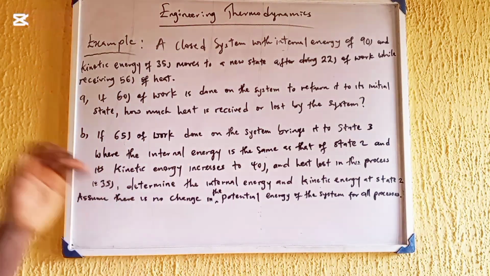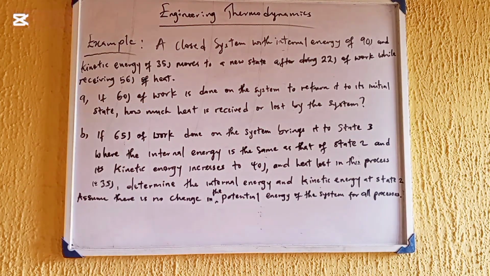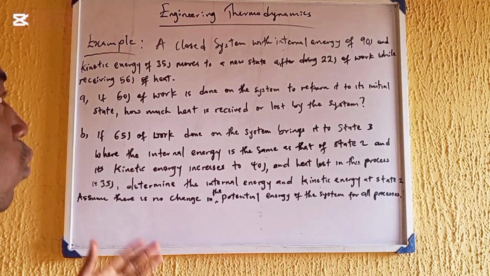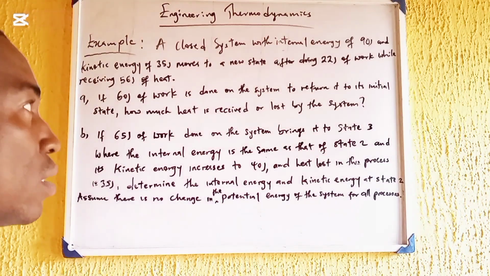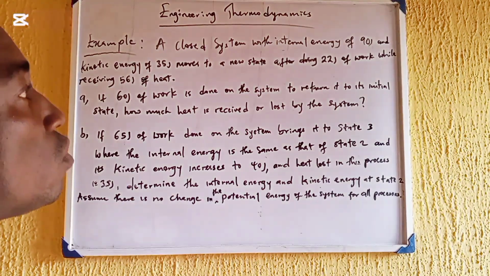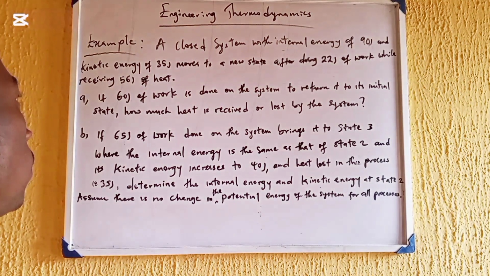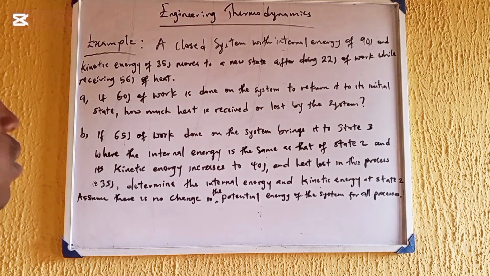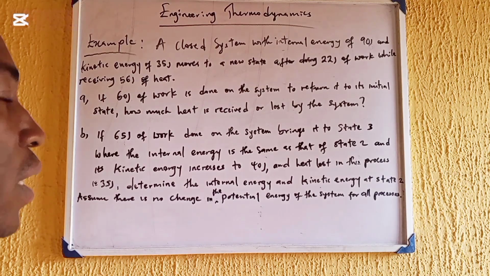So here we have a system having an internal energy of 90 joules and kinetic energy of 35 joules. It moves to a new state, of course, we call it state 2, after doing 22 joules of work while receiving 56 joules of heat. We have our A part requesting, it says, if 60 joules of work is done on the system to return it to its initial state, how much heat is received or lost by the system?